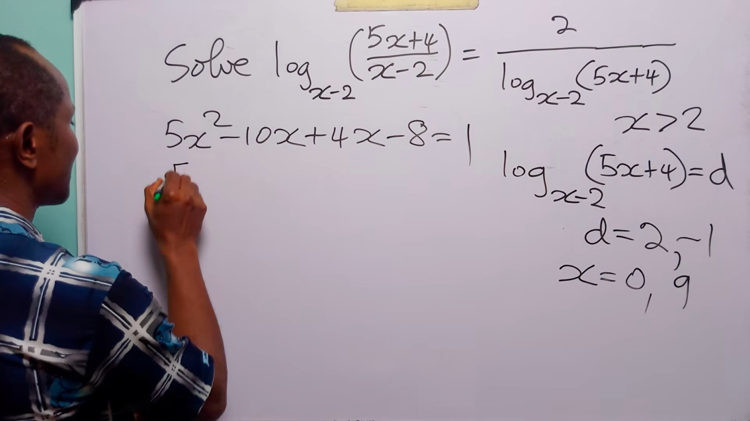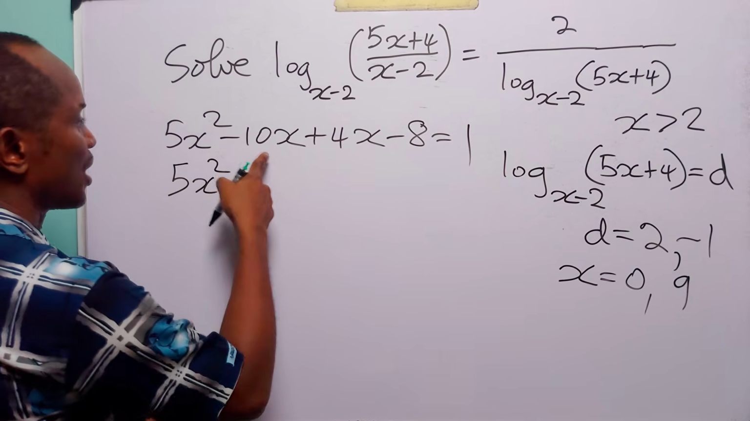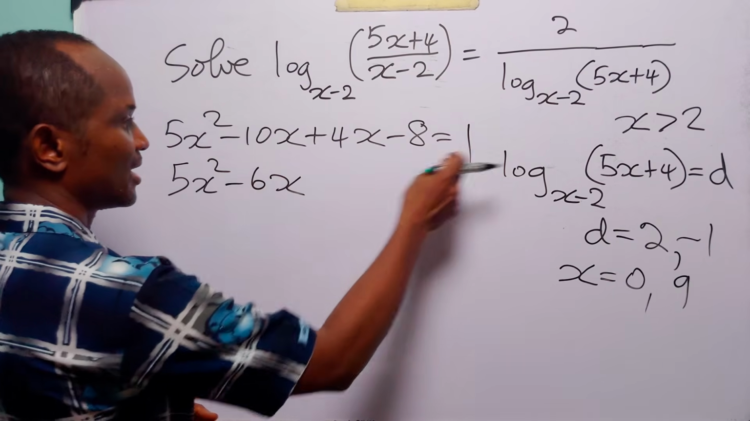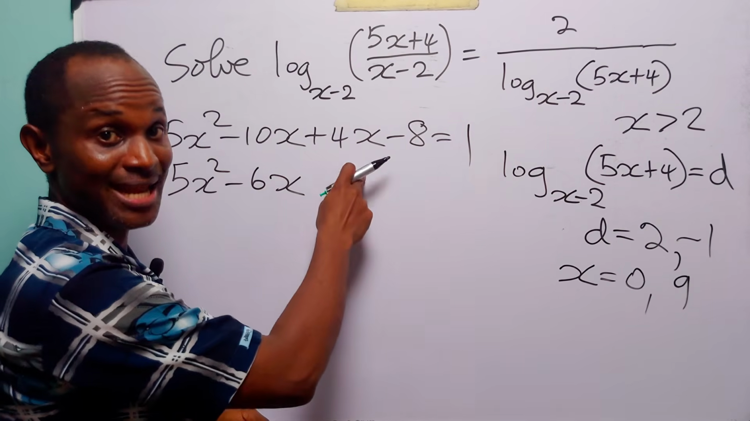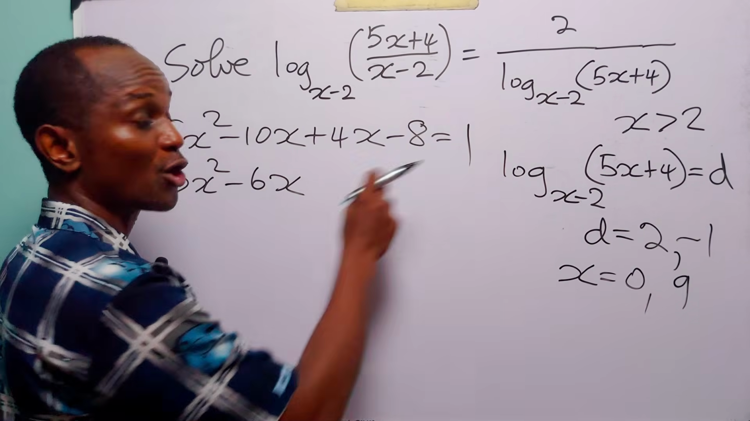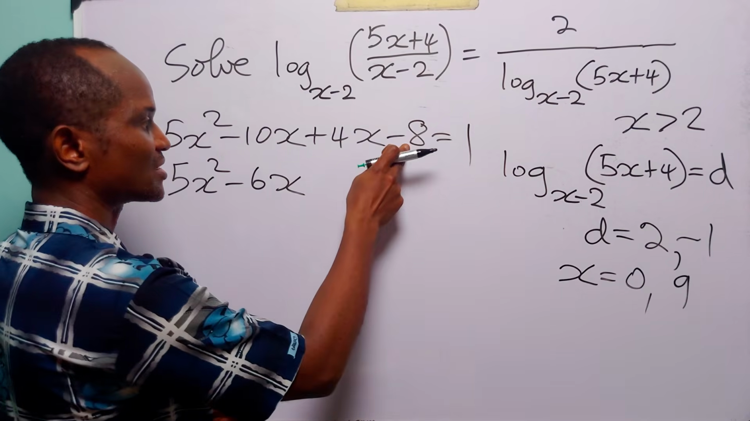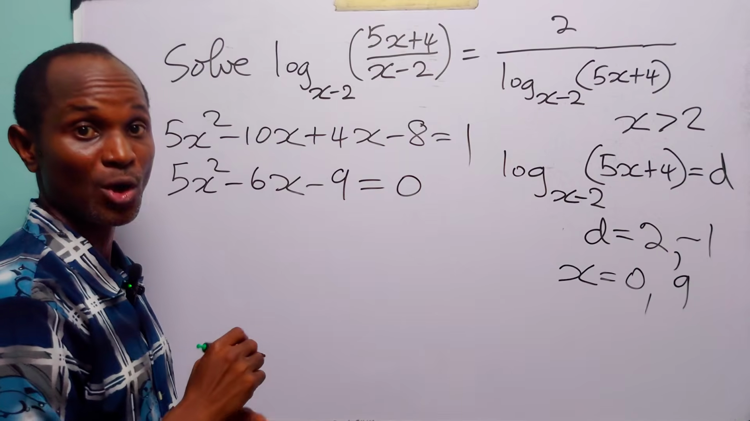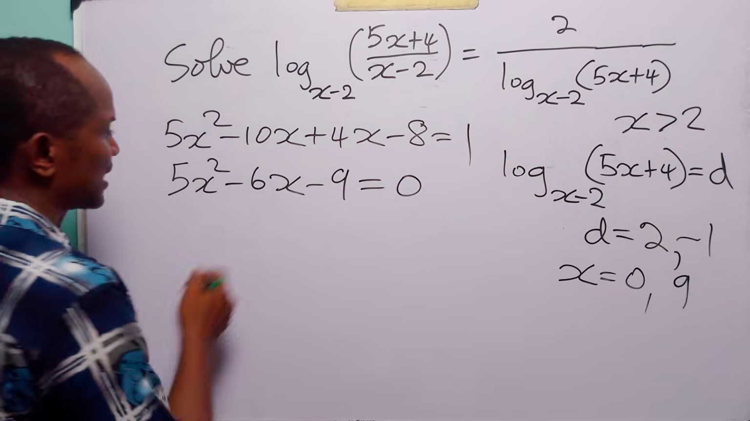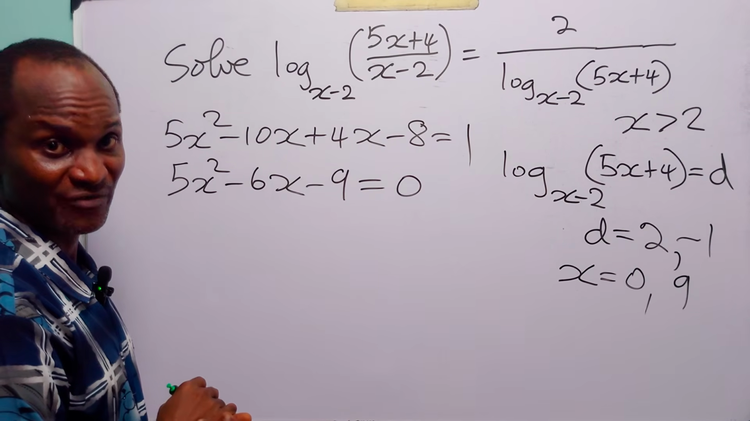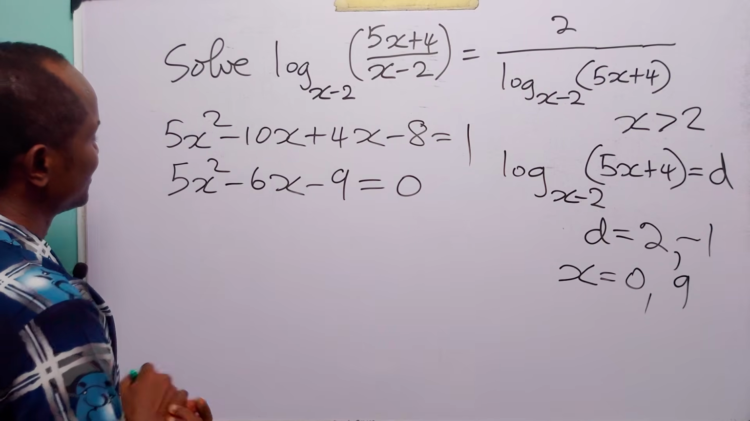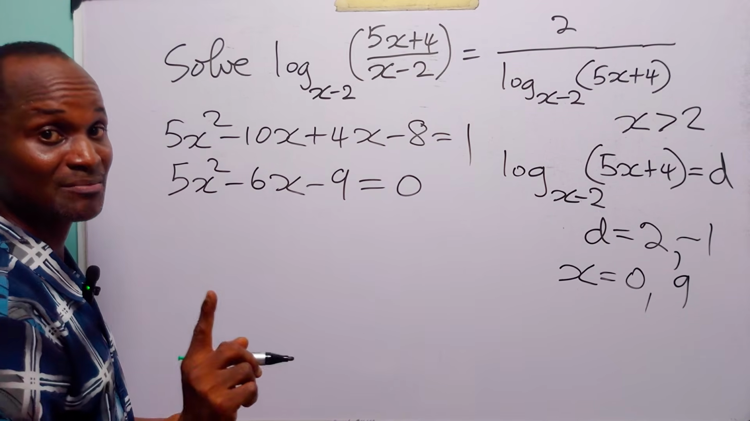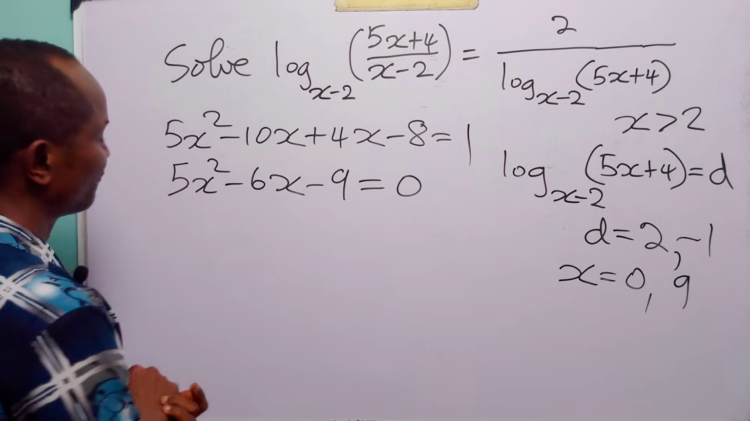Now simplifying this, we have 5x squared minus 10x plus 4x is minus 6x. Let us move 1 over to the left hand side. When we do that, it becomes minus 1. Minus 8 minus 1 is minus 9, and we are left with 0 on the right hand side. Now we cannot solve this quadratic equation by factorization. And since the coefficient of x squared is not 1, the fastest method would be to use the quadratic formula.